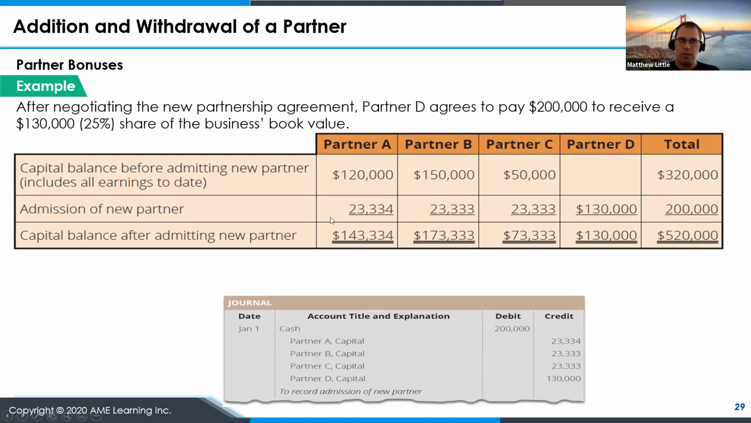It's split to the other partners, and in this agreement, it was a third each. Sometimes it could be based on the opening capital balances. It depends on what they've negotiated. So in this case, $200,000 comes into the business, so it'll be a debit to cash, and then the capital accounts are credited accordingly. $130,000 to partner D, which represents 1/4 of the new capital balance, being $520,000, and then $23,333 each for the other three partners. There's a $1 rounding. That's okay.